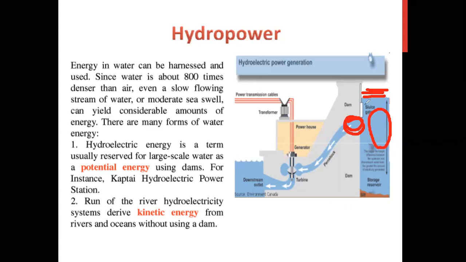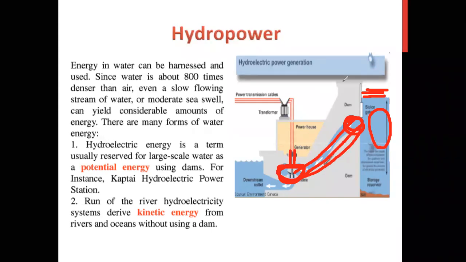When we open the gate, there is an angled chamber that is known as the penstock, the pipe, and here is the turbine. The turbine is situated down under, and the generator is coupled with the turbine. That means if the turbine rotates, the generator rotor will rotate and electricity will be generated.